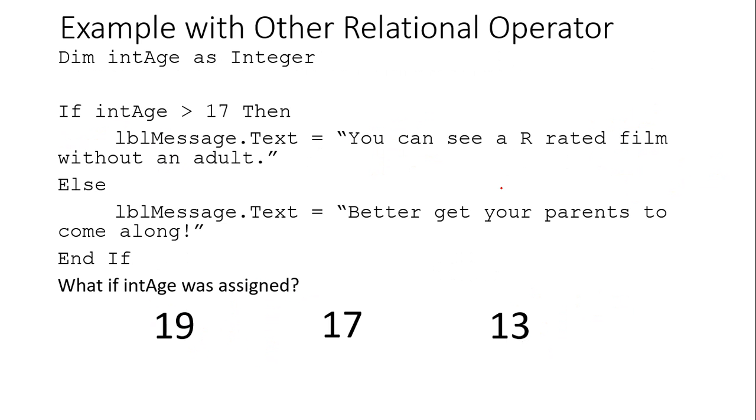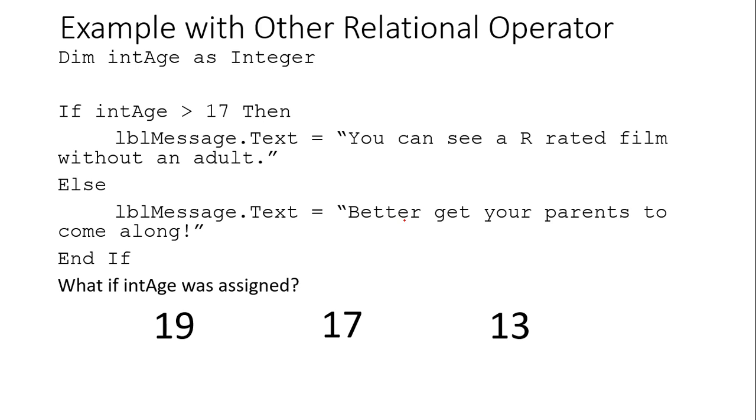Okay? So let's try with a relational operator. So I have my int age as integer, made a variable as an integer, and I'm going to check if int age is greater than 17. If that's the case, I'm going to display in a message, you can see an R-rated film without an adult. Else, I'm going to say in that same label, better get your parents to come along.